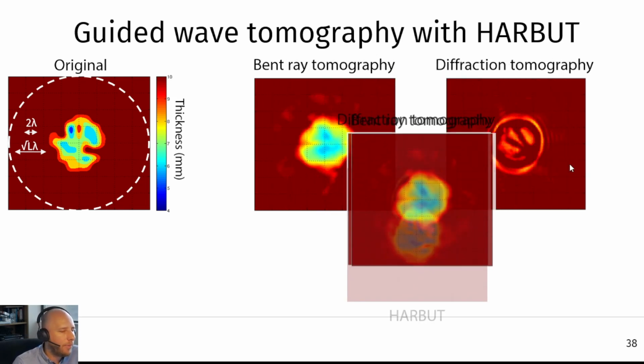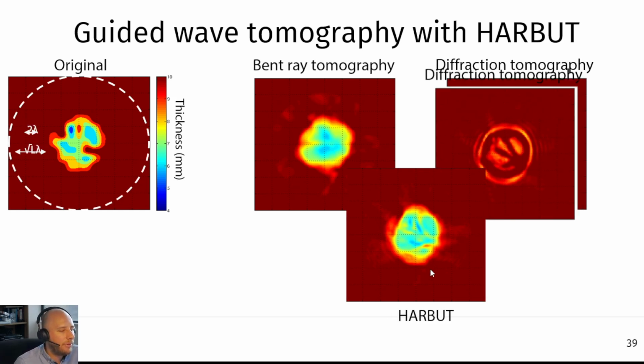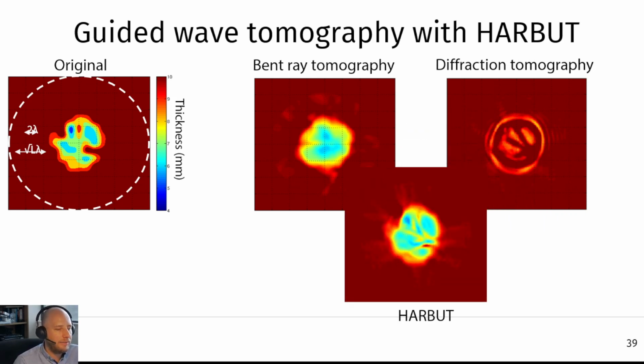With Harbert, we can combine the two together, and you can see that actually we've got a significant improvement. So a lot of these features maybe kind of correspond to the original. You can see that there. Now so far we've basically taken ray tomography and applied diffraction tomography to improve it, and it's possible to essentially do the same approach again, improve Harbert again, iterate it, and if we do that, then we get this reconstruction here. So applied to diffraction tomography again with this as the background, and this is what we get.